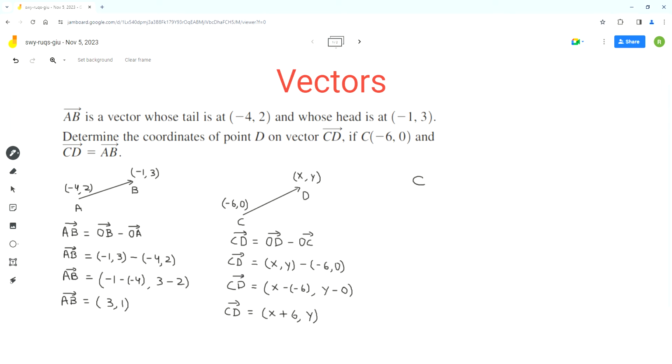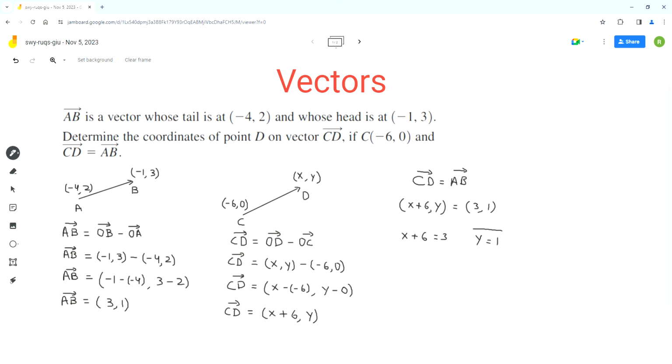We are given that vector CD is equal to vector AB. We know vector CD is (x plus 6, y), and vector AB is (3, 1). For these two vectors to be equal to each other, their x components should be the same and their y components should be the same. So our first equation is x plus 6 equals 3, and the other equation is y equals 1.